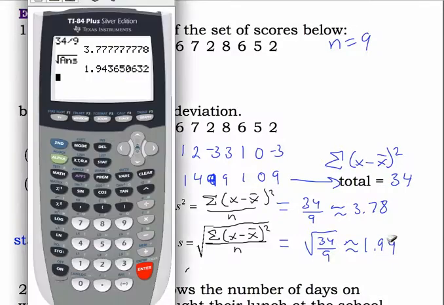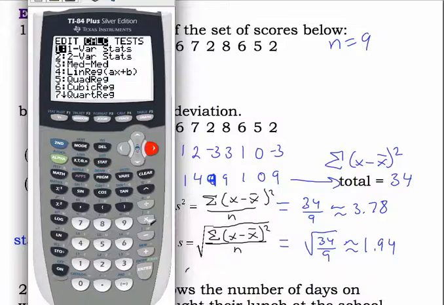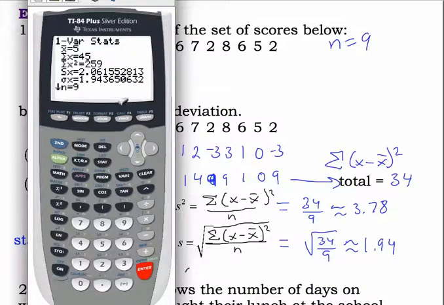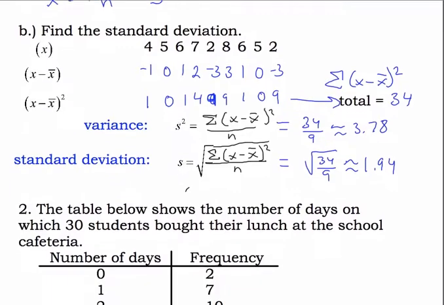Okay, so let's take a look at the graphing calculator. Go to stat, go to calc, one variable statistics, L1, and now we have all those statistics. Right down here, this symbol is small sigma. So that is the standard deviation that we're looking for. That's 1.94. So your calculator can calculate that automatically for you as well.